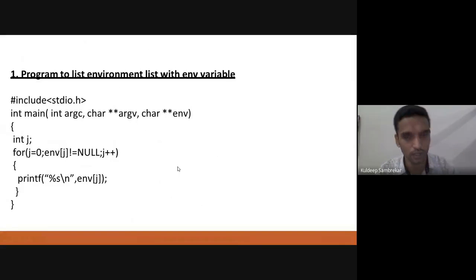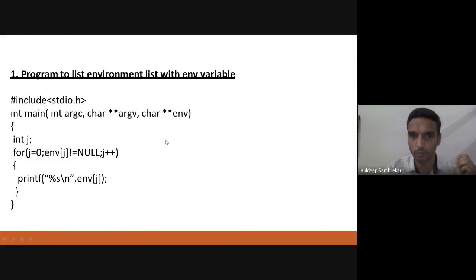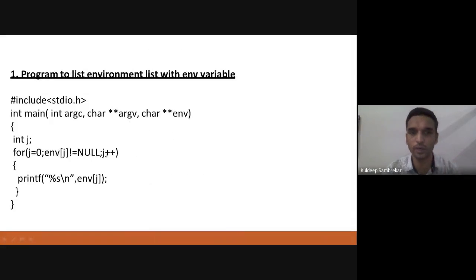Then, three ways of getting all your environment variables. One is by passing the third argument env. As I said, this is a list which holds all the environment variables. So I'll pass the third argument and go from the first location of the list till you encounter null, because as I said, the list is always terminated with a null character. So till you encounter null, keep on accessing the data.